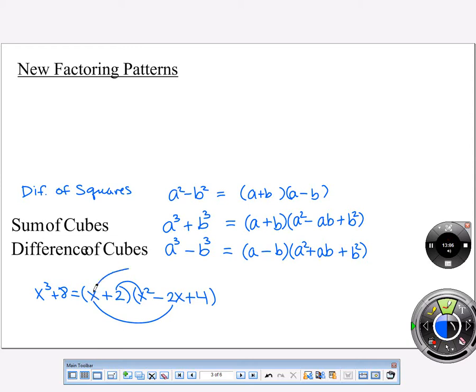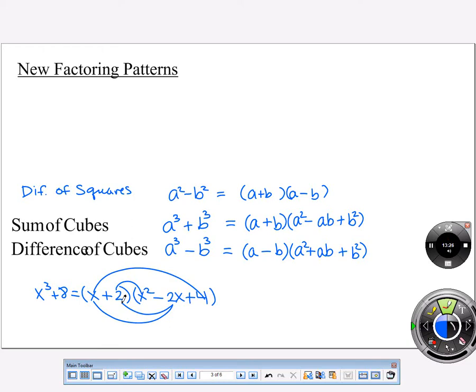When I multiply the x times 4, I'm going to get a positive 4x, but when I multiply the 2 times negative 2x, I'm going to get a negative 4x, and then those terms would cancel each other out. So you would just do a long distribution or FOIL process, and then all those middle terms would have different signs and cancel each other out.